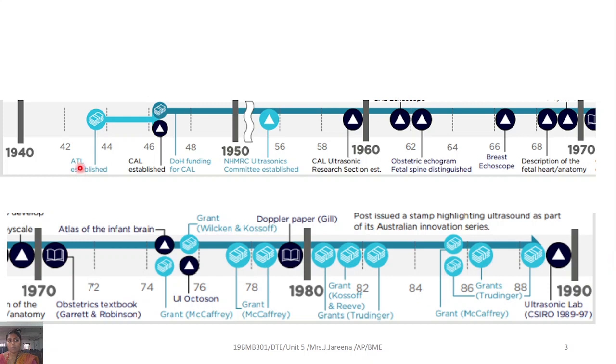So the laboratory was established, and slowly it developed; the ultrasonic section was established, and then slowly innovation started in the areas of obstetrics and breast, and heart, fetal heart, and brain, and then slowly the innovation started to evolve, right?